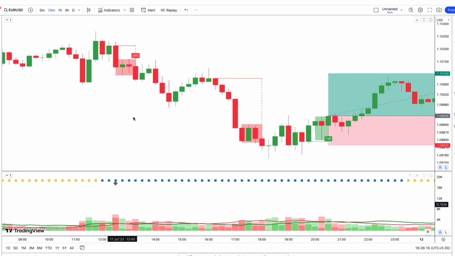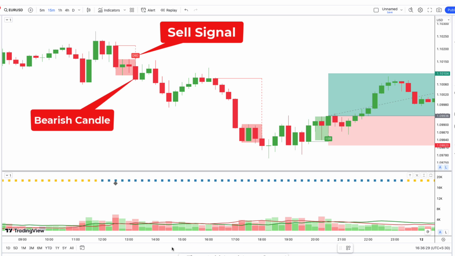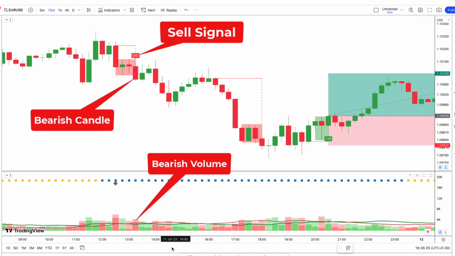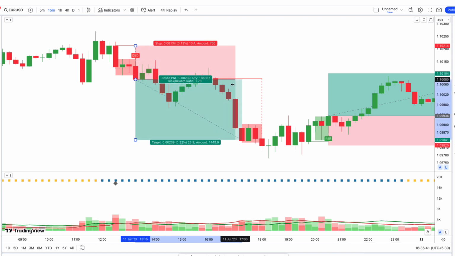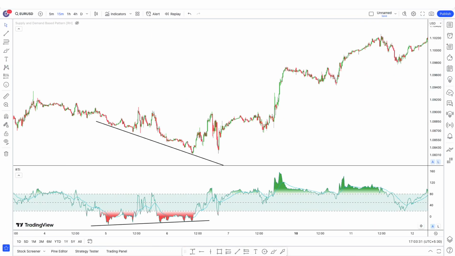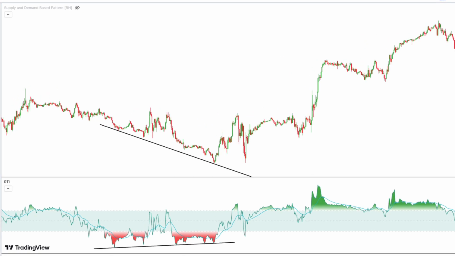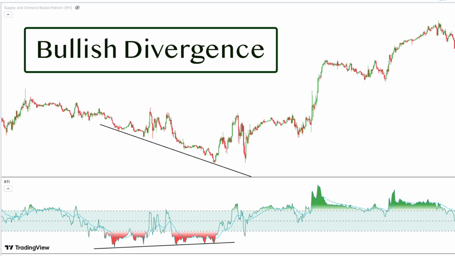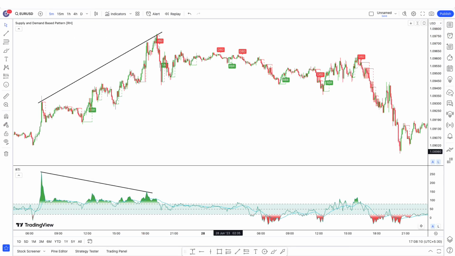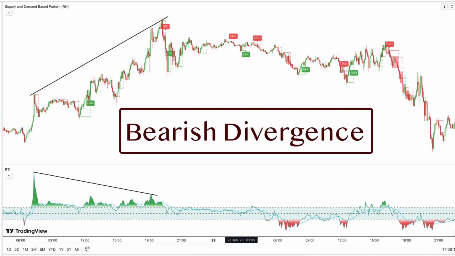Similarly, for short positions, watch for a sell signal followed by a bearish red candle and a bearish volume candle. Open a short position here. Moreover, the RTI can help us catch trend reversal opportunities. Open a long position whenever there's a bullish divergence between the RTI and the price, and open a short position for a bearish divergence.